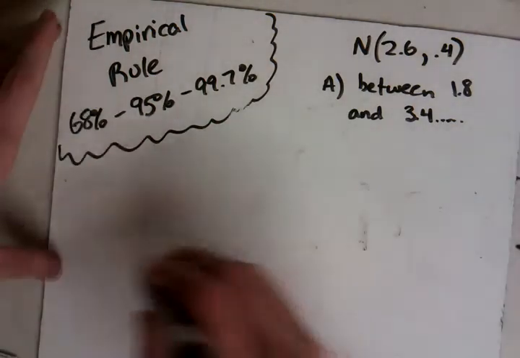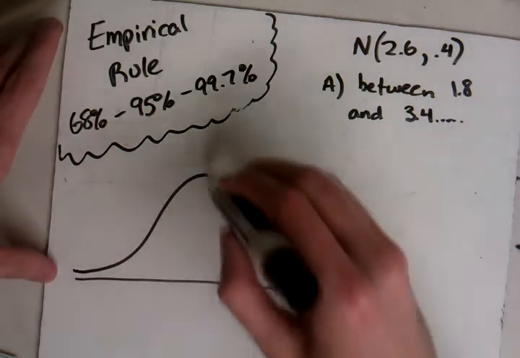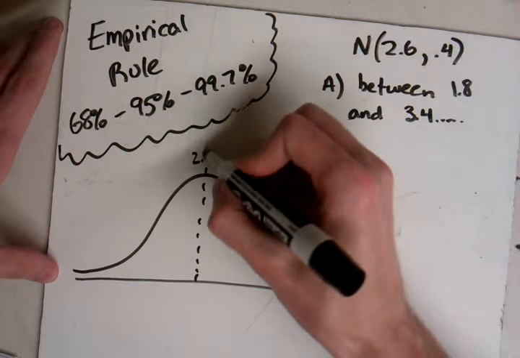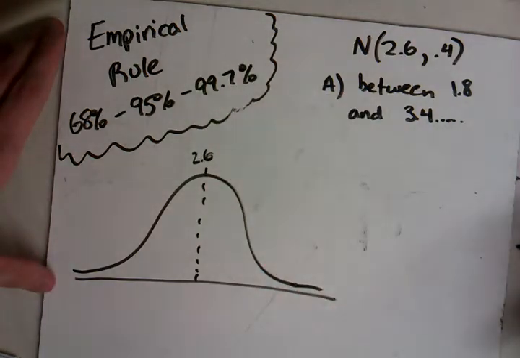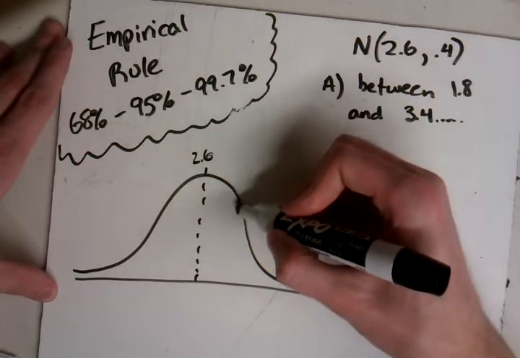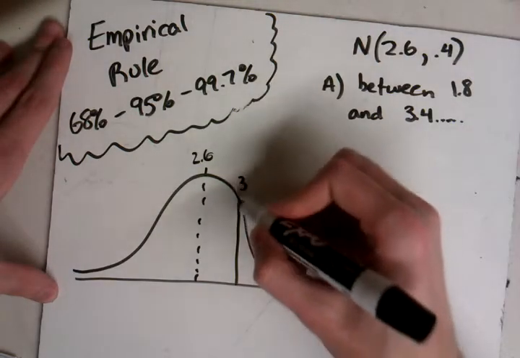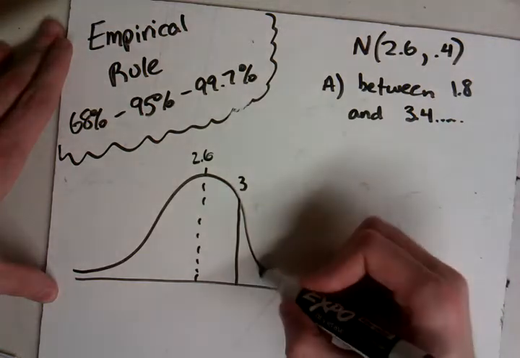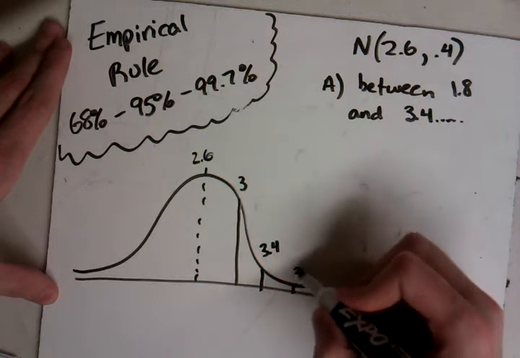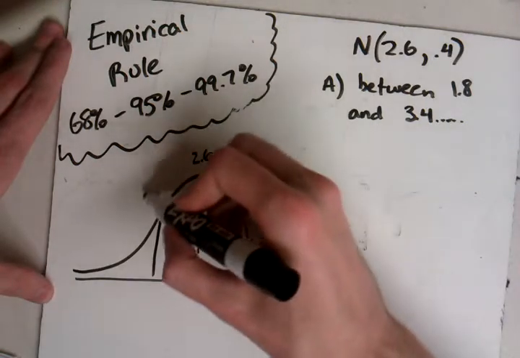So to solve this problem, I want to make a bell-shaped curve, like so. My average occurs, according to this data, at 2.6. That's the average GPA, 2.6. If I go 1 standard deviation above, I'm going to add 0.4, so 1 standard deviation away would be a GPA of 3. If I add another one, it'd be 3.4. If I add another one after that, it'd be 3.8. And if I go in the opposite direction, 1 standard deviation below is 2.2.